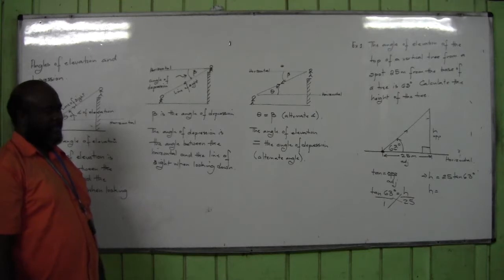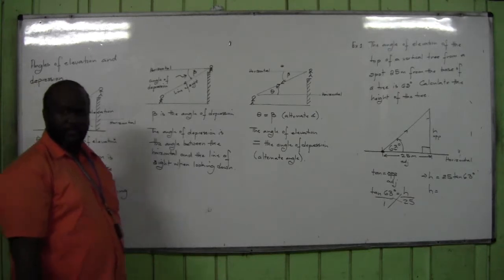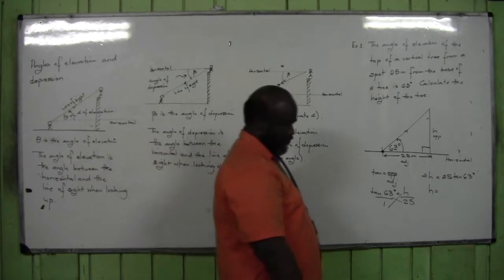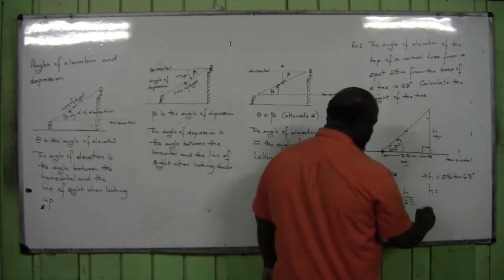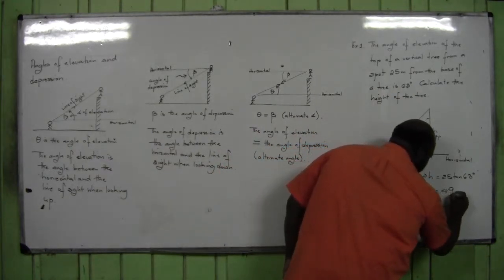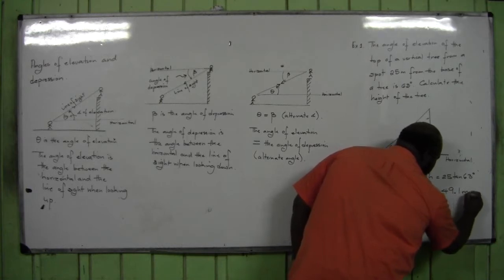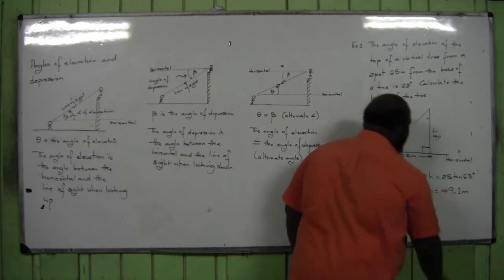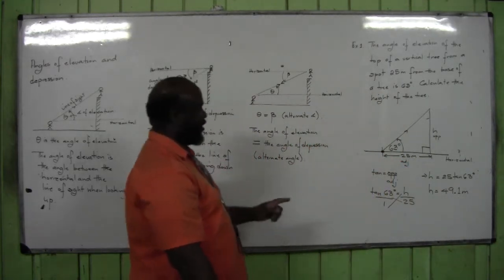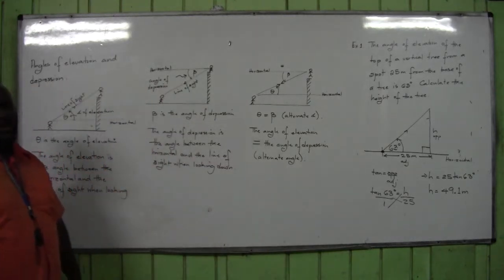Say it again. 49.1. 49.1 meters. The height of the tree is 49.1 meters.